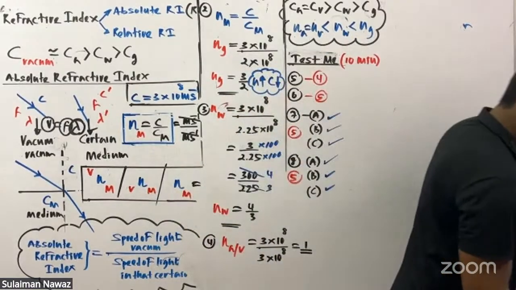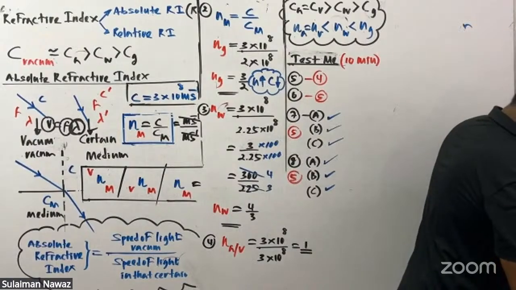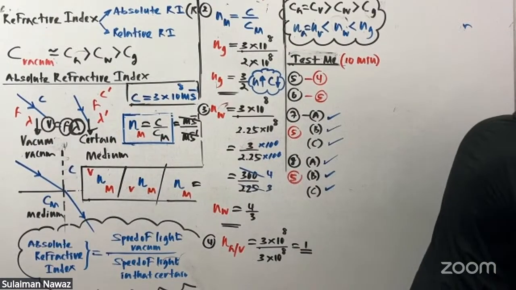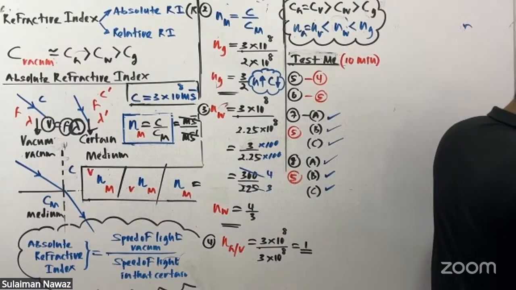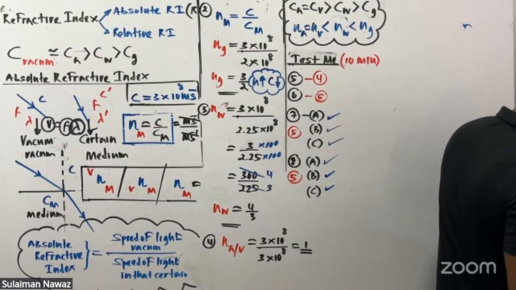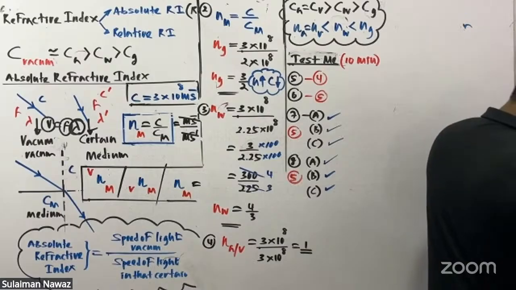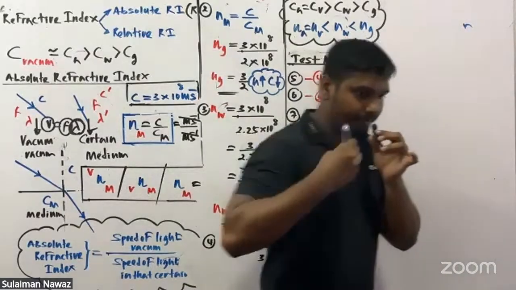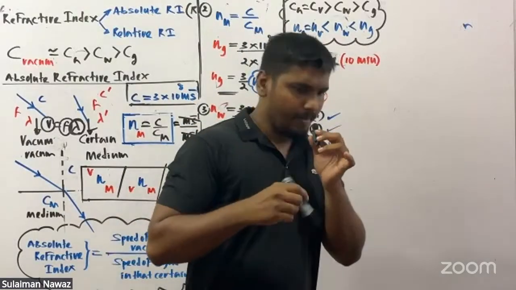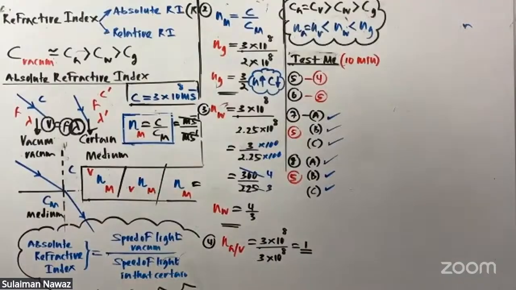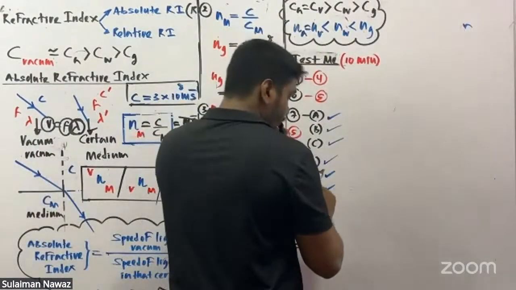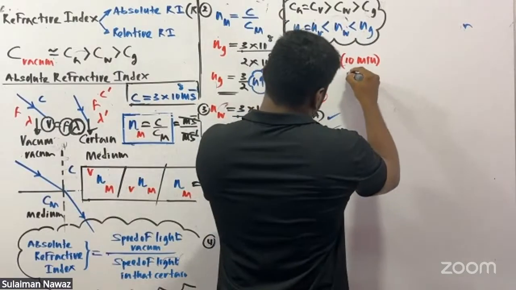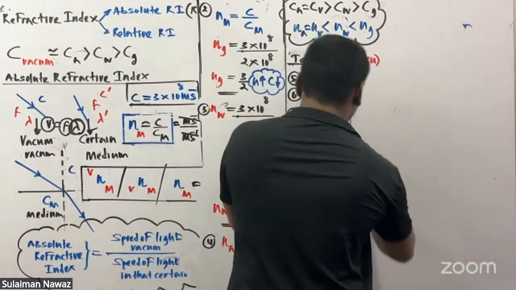Now here we can write two equations again. Look here. Relative refractive index. Where is my black pen? Okay, the next story.